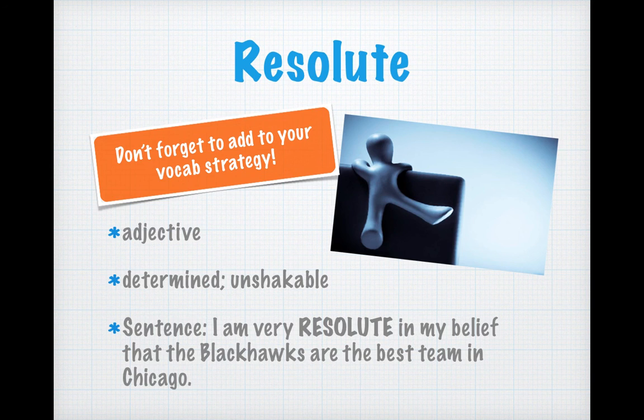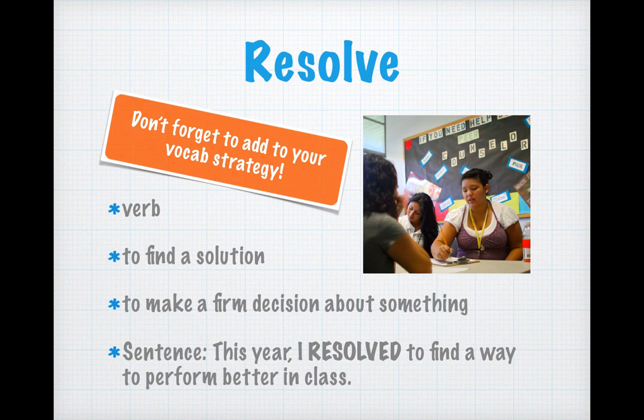We have 1 word left. This word is a verb. Resolve means to find a solution or to make a firm decision about something. And this is how this is similar to the word resolution. When we make New Year's resolutions, we make a decision about something that we want to change in our lives.